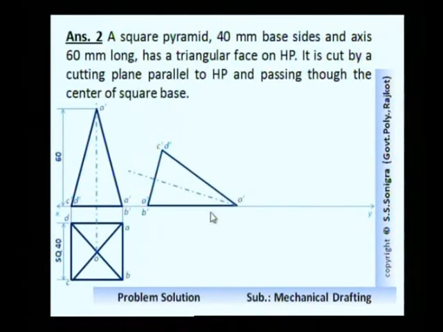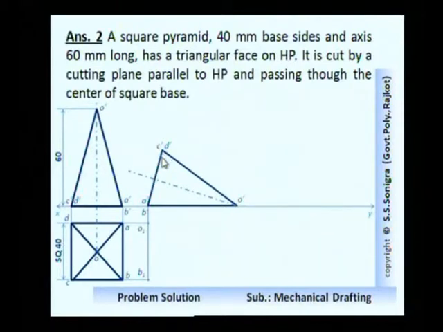Now to locate its top view, transfer the points from the front view, a vertical line from points A dash B dash, from point C, and a horizontal line from points A and B. So A1 point is here, and a horizontal line from point B, B1 point is here. So these are the 2 points which are visible in top view.